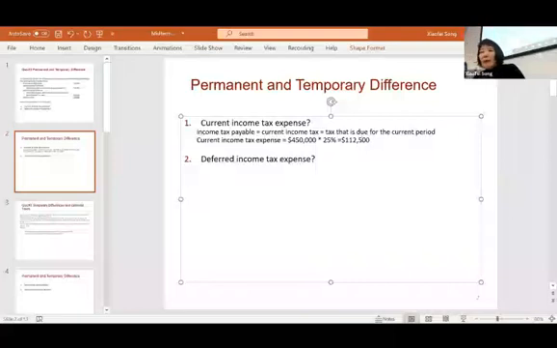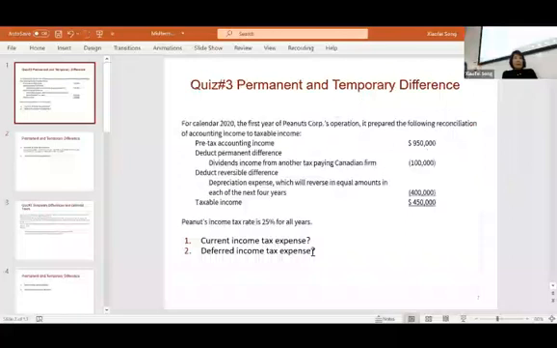And so I think we're okay with that, most of us. I don't think that will be the challenging part. The challenging part is this deferred income tax. How do we know? Well, we know deferred income tax is caused by temporary differences. And there's only one temporary difference, and that is shown in this part: depreciation expense, which will reverse in equal amounts in each of the next 4 years.